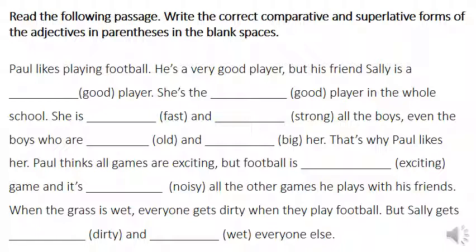Paul likes playing football. He's a very good player, but his friend Sally is a better player because we are comparing Paul to Sally. She's the player in the whole school. Now I'm comparing Sally to more than one player. So she's the best player in the whole school. Here we have all the boys. So I'm comparing her to the boys. So she is faster and stronger than all the boys, even the boys who are older and bigger than her. That's why Paul likes her.